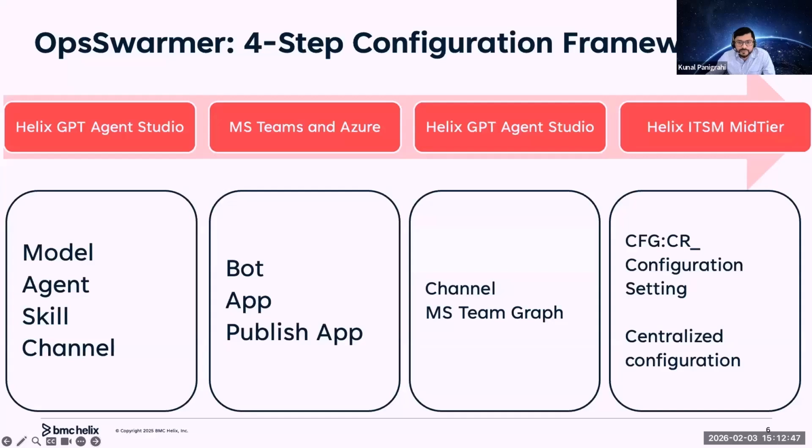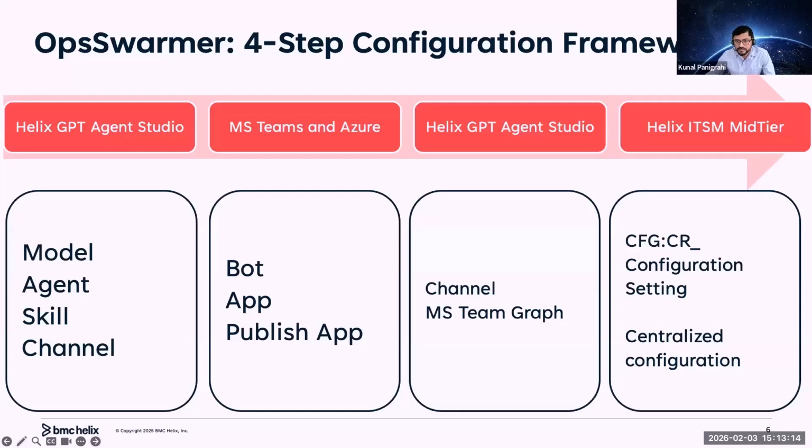Moving to the second part, which is MS Teams and Azure. OpsSwarmer relies on Microsoft Teams as its primary platform for team collaboration. In order to enable seamless integration, certain admin tasks must be performed by Microsoft Teams and Azure administrators. The core components are bot creation, app creation, and publishing the app.